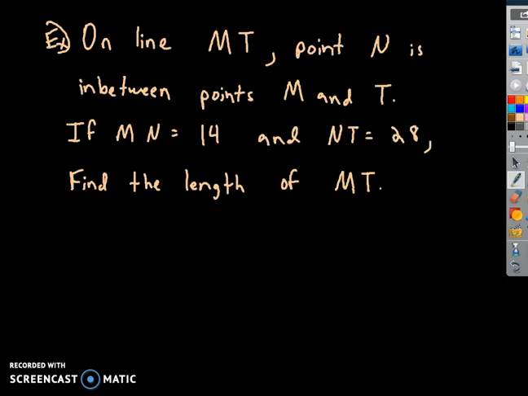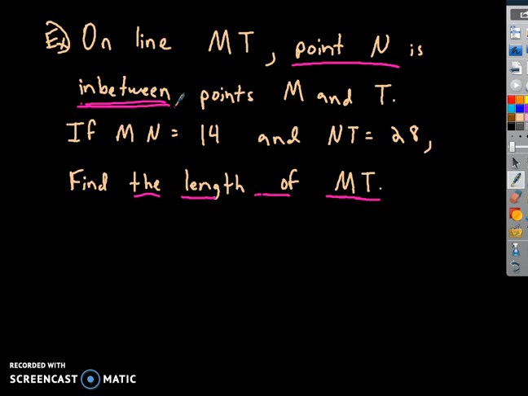All right, new example. The question is, on line MT, point N is in between points M and T. If MN equals 14 and NT equals 28, find the length of MT. A couple important things there. One thing they said was you have a line MT, and point N is in between two points.